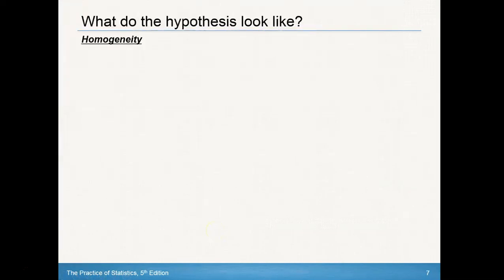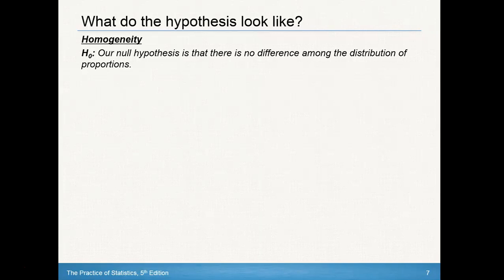So what exactly will the hypothesis look like? Now remember, with homogeneity, we have two populations and we're checking to see if the distribution is the same or different among two or more populations. So remember, the null is always going to be that there's no difference. So our null in this case, check the wording out, is there's no difference among the distribution of proportions, or there's no difference among the distribution. Just make sure you put that in context.